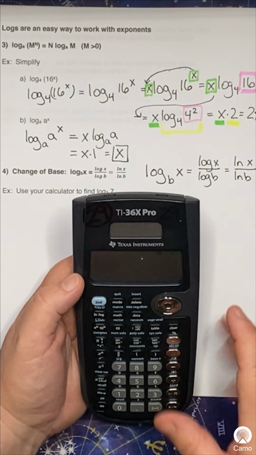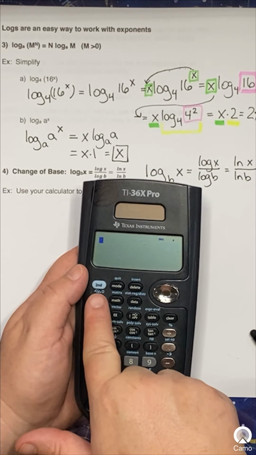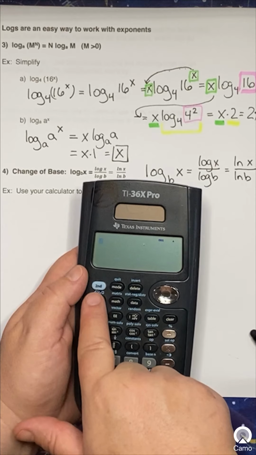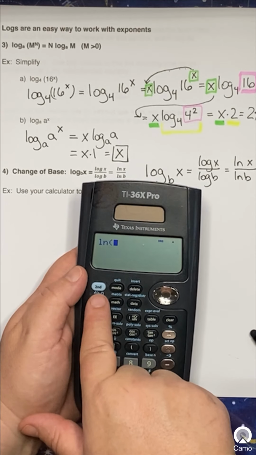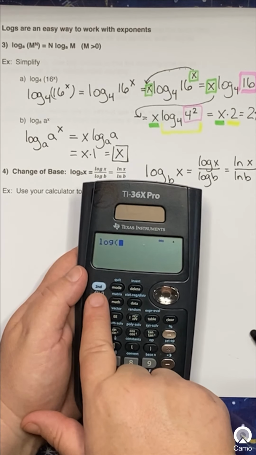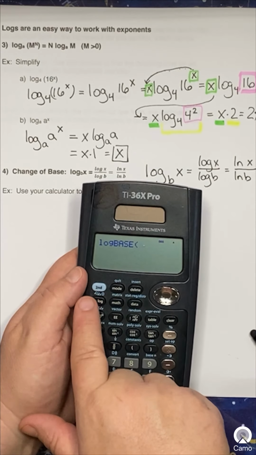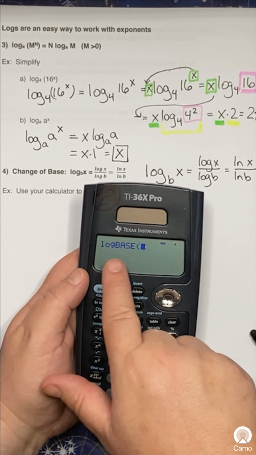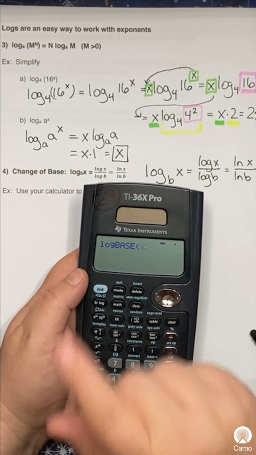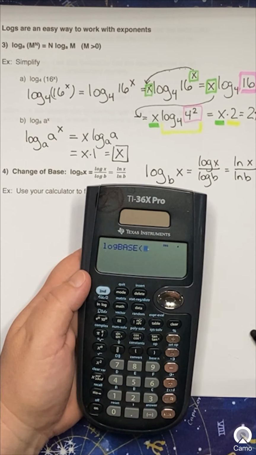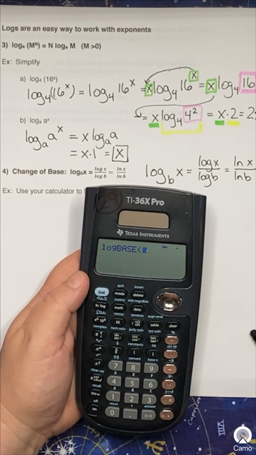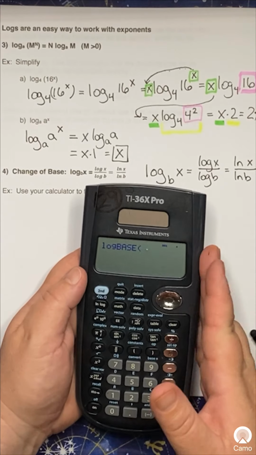Remember, if I show you here, this particular one, if I click it once, I get natural log. If I click it twice, I get common log. And if I click it 3 times, I get this thing that says log base. And I could make it log base 17 if I felt like it. That is an option. It's that powerful.